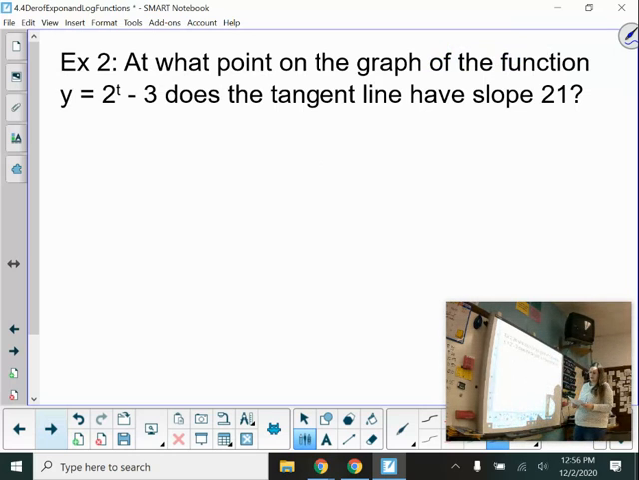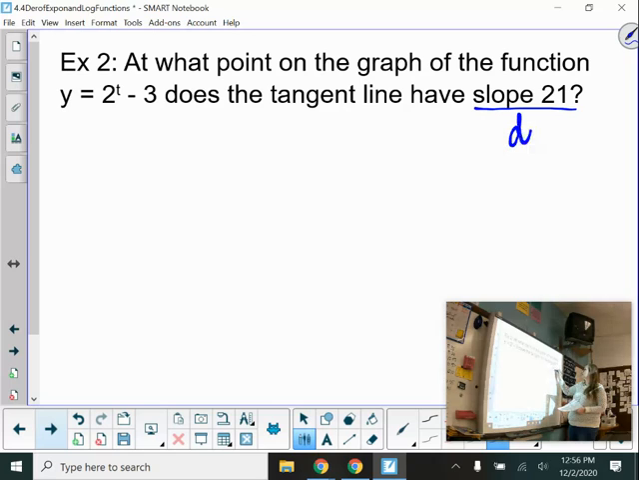Okay, so now we have this example, and this is going to require the calculator. You might have to just take my word for some of the calculations, since this is my new computer and I don't have my graphic calculator application installed on here yet. So at what point on the graph of the function y equals 2 to the t power minus 3 does the tangent line have a slope of 21?